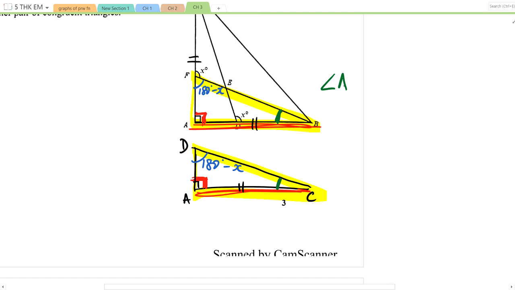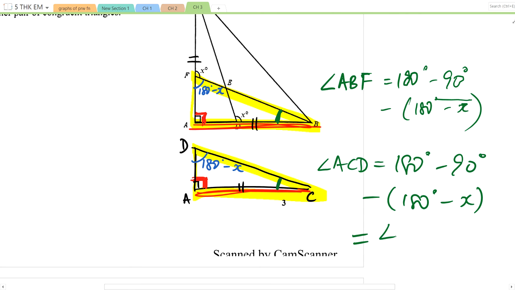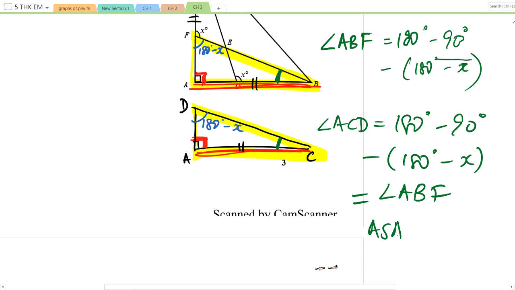So angle ABF equals to 180 minus 90, then minus away that 180 minus X. And then we'll see that this other angle ACD also equals to 180 minus 90 minus 180 minus X. And we say that this is equal to angle ABF. So using the ASA congruency test, these two triangles are congruent.